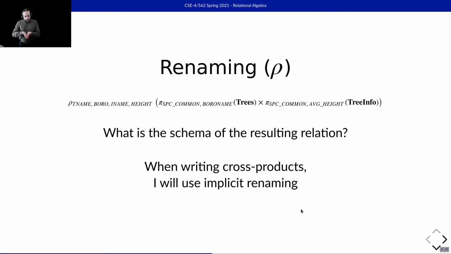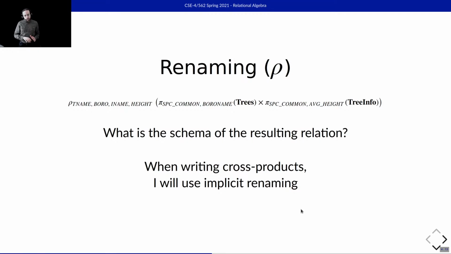I want to make a distinction between formal relational algebra and the shorthands that I will take on the board over the course of the class. As far as formal relational algebra is concerned, as far as what I'm going to expect of you in homework assignments and on exams, the schema of a cross product is all of the attributes that appear on the left-hand side and the right-hand side. SPC common, borough name, SPC common, average height.